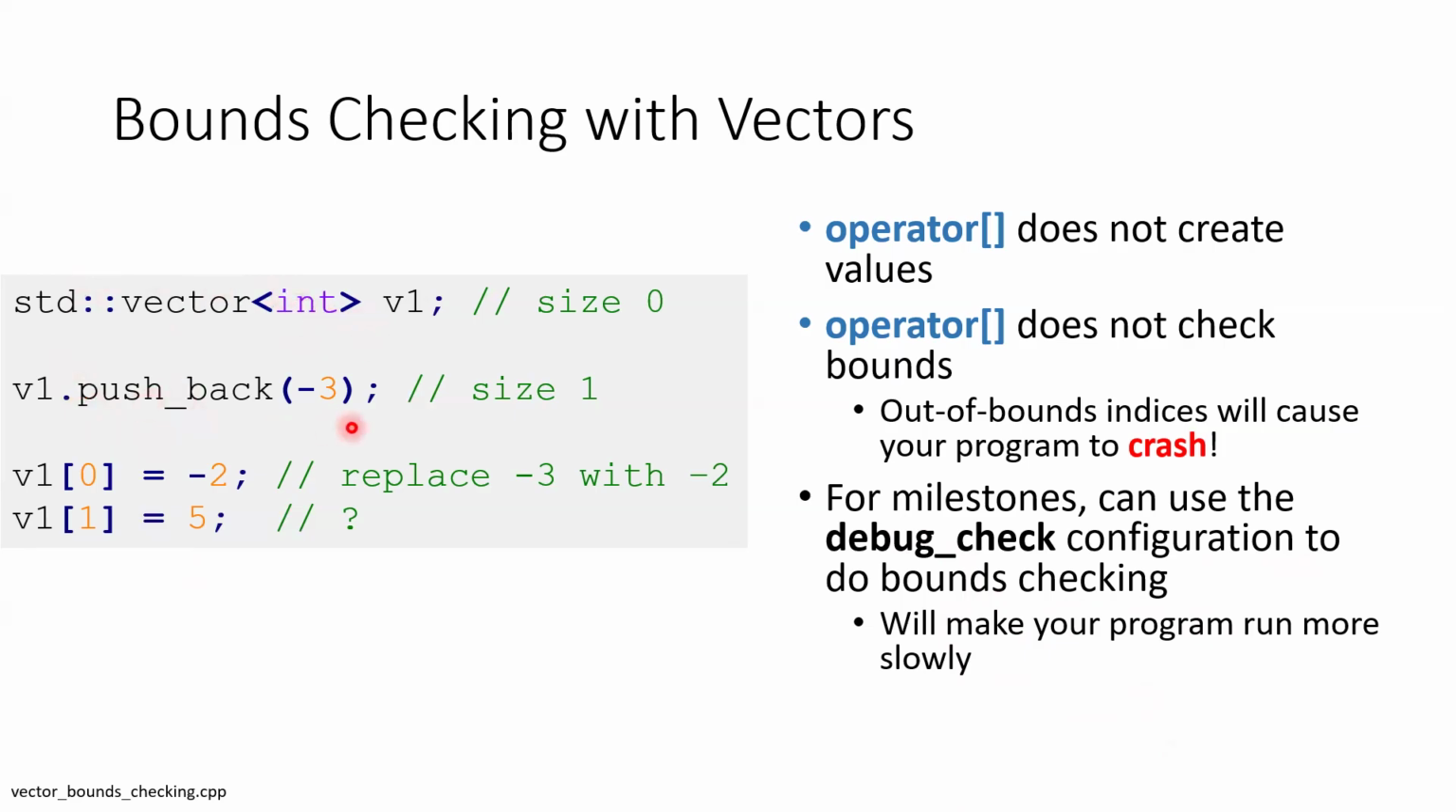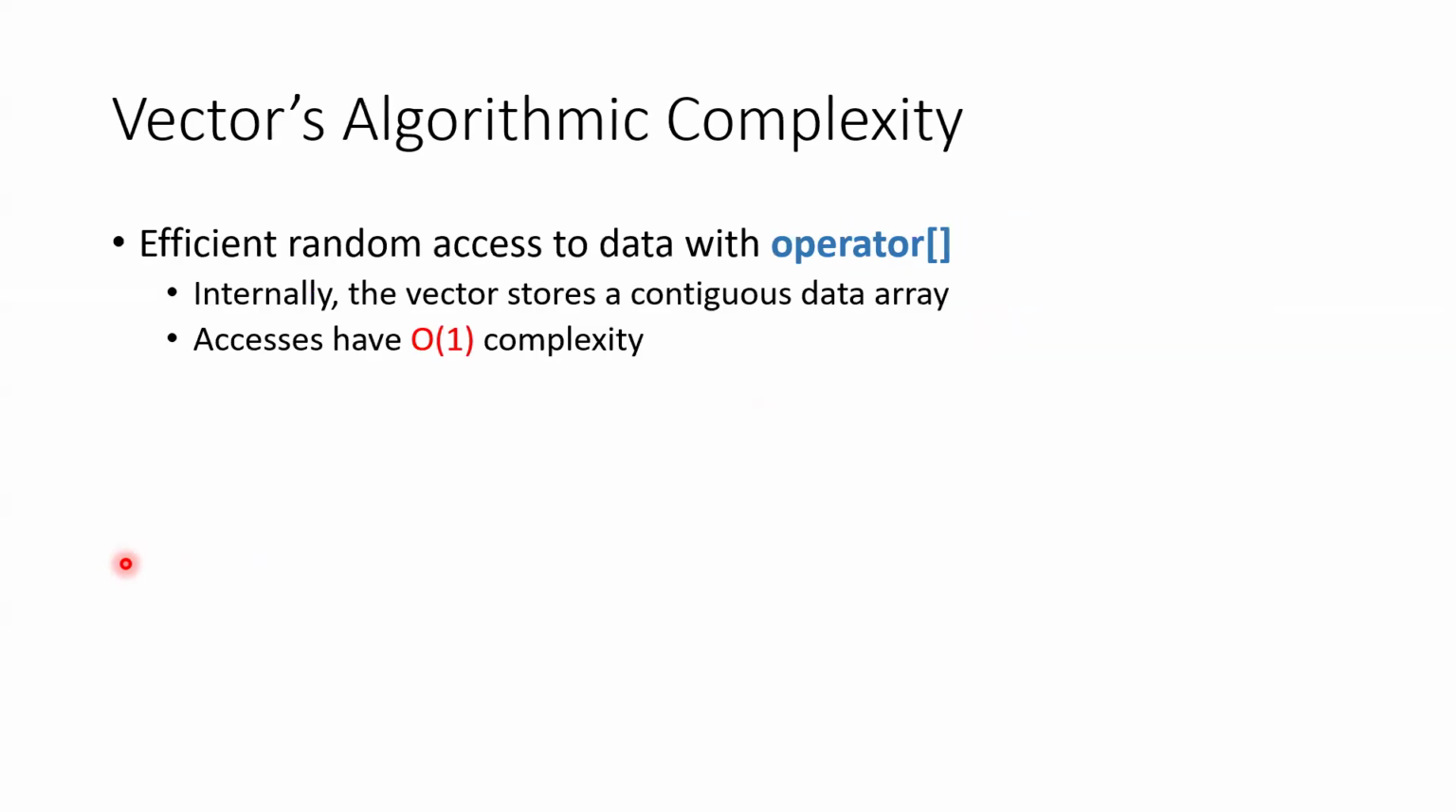If we're doing something like this, if we push back the first value into an empty vector, we can set the first value, but if we want to set the second value, the program is going to crash, because you're trying to write into somewhere that you shouldn't be. The algorithm complexity for accessing data with the operator square bracket is O(1), because it's just accessing inside of an array with an index.